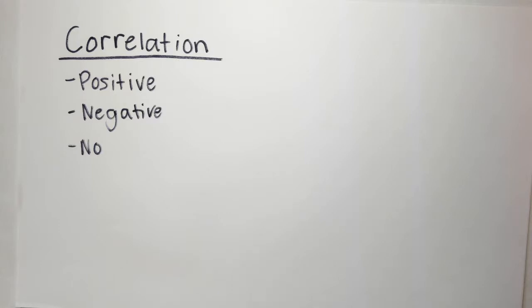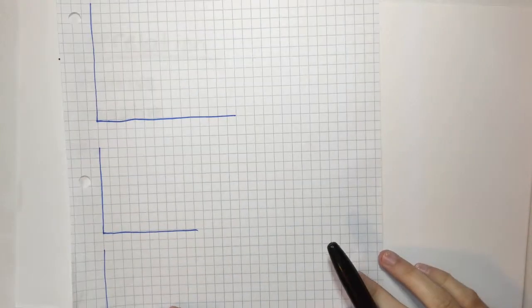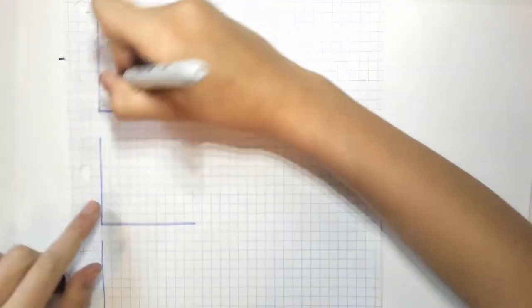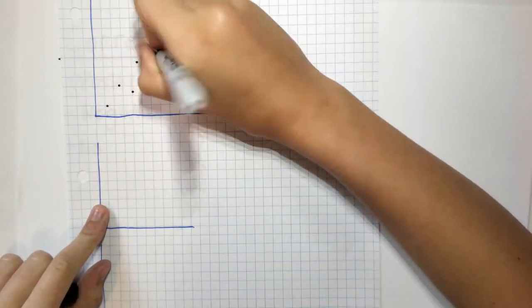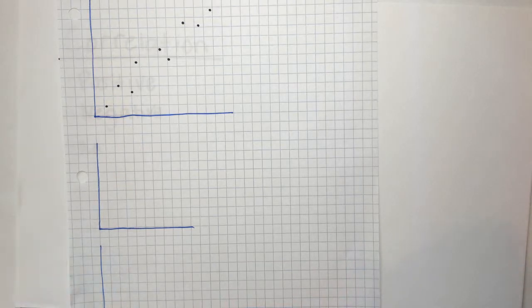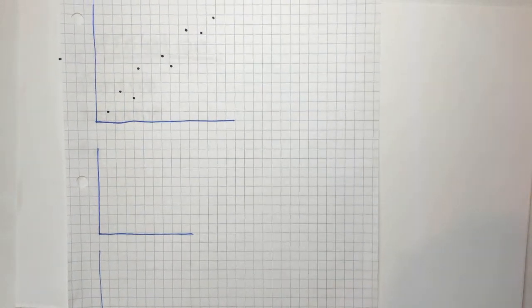I will do an example of a scatter plot with positive correlation. So here's a graph. Now I need to draw some points. See how the points are generally going up? That is because this graph has a positive correlation.